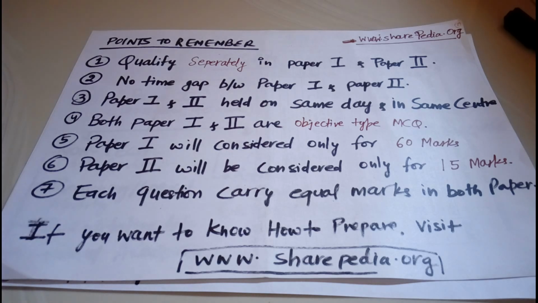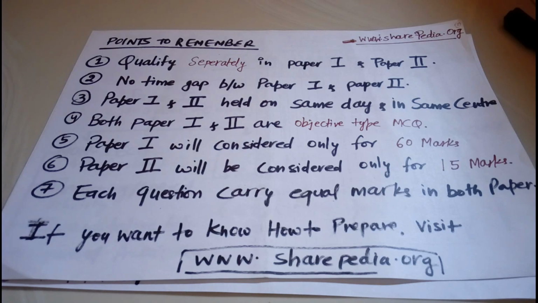As you can see, you have to qualify separately in paper 1 and paper 2. It means that paper 1 has an individual cutoff and paper 2 has an individual cutoff. You have to qualify both the cutoffs. If you qualify the cutoff of paper 1 but you do not qualify the cutoff of paper 2, then you will not be eligible for the merit list. You have to separately qualify in paper 1 and paper 2.